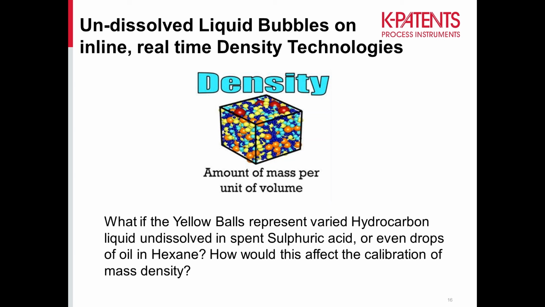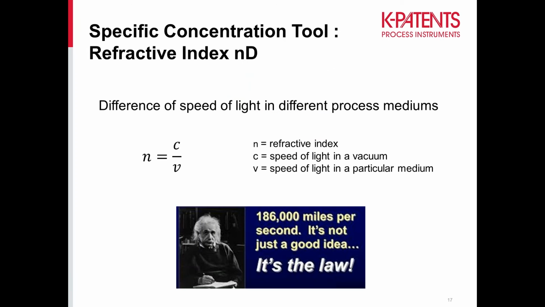And to go over the technology of refractive index, it's the difference of the speed of light in different mediums. So N is its refractive index, and that is basically the speed of light in a vacuum divided by the speed of light in a particular medium.